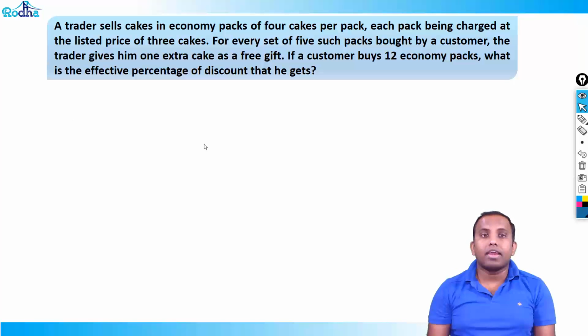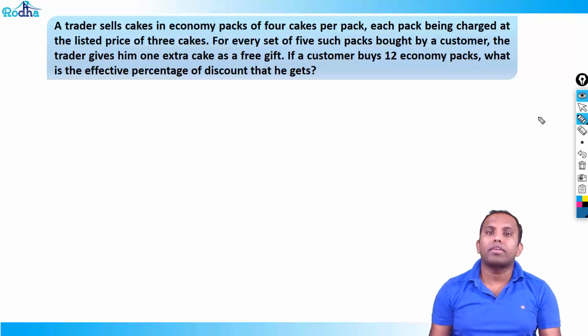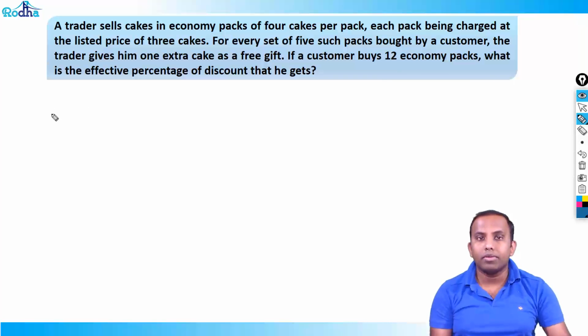A trader sells cakes. A trader sells cakes in economy packs of 4 cakes per pack. Each pack being charged at the listed price of 3 cakes. Okay. Listed price is mark price of 3 cakes. Okay. For every set of 5 such packs bought by a customer, the trader gives him 1 extra cake as a free gift. Right. So if a customer buys 12 economy packs, what is the effective percentage of discount that he gets? Okay. You can solve it easily, this question, I hope. You can try it. You can pause the video and try for 5 minutes. Okay. We can solve it.